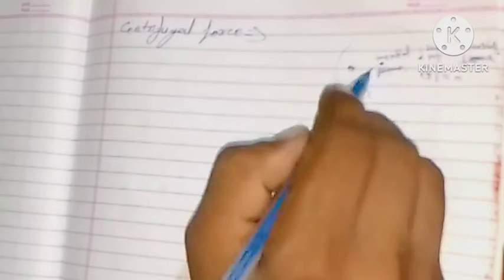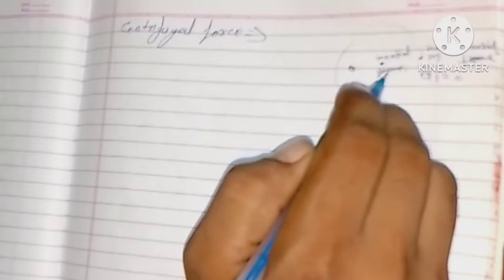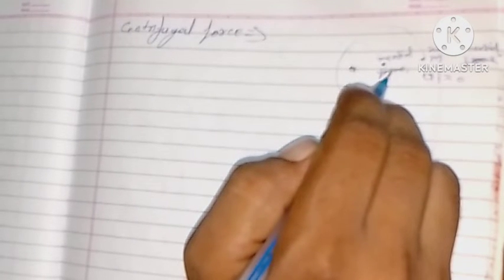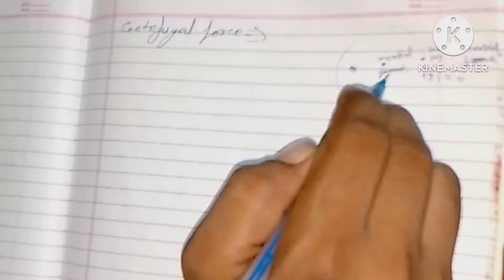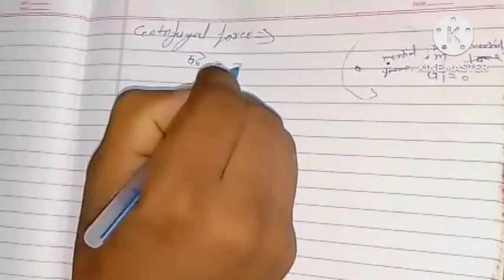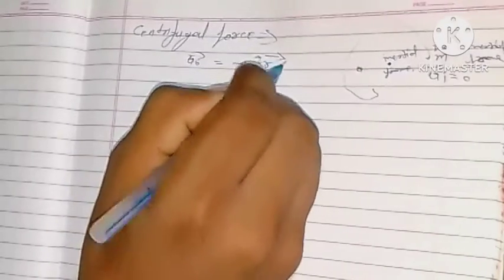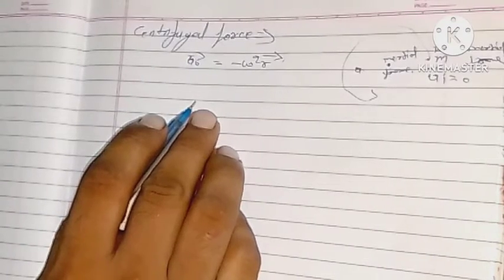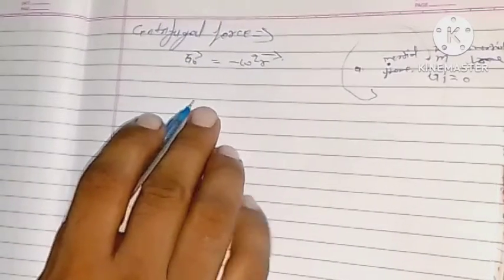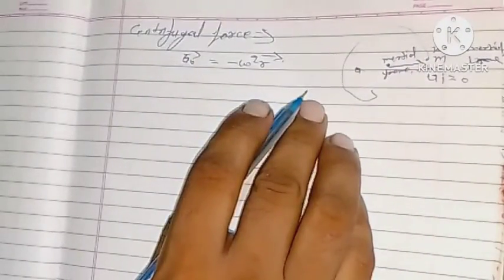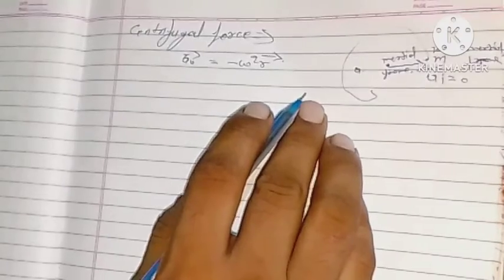Suppose a non-inertial frame rotates uniformly about a fixed axis with respect to the inertial frame. The acceleration of the point with respect to the inertial frame can be written as a_0 vector equal to minus omega square vector r, where vector r is the position vector of the particle directed outwards from the axis.